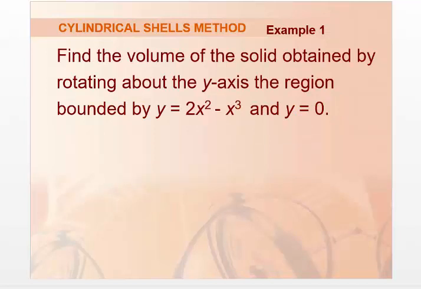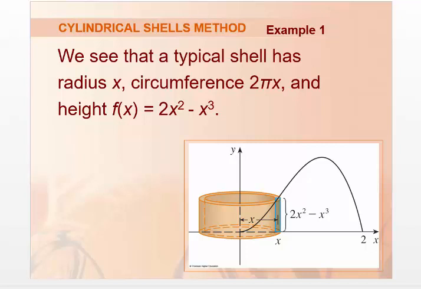Find the volume of the solid obtained by rotating about the y-axis the region bounded by y equals 2x squared minus x cubed, and y equals 0. So y equals 0 we know is the x-axis. Let's set it up here. We can see that a typical shell has radius x. Each shell has a different x value, obviously. So the circumference is just 2 pi times whatever that x is. And the height is just given by the functional value.